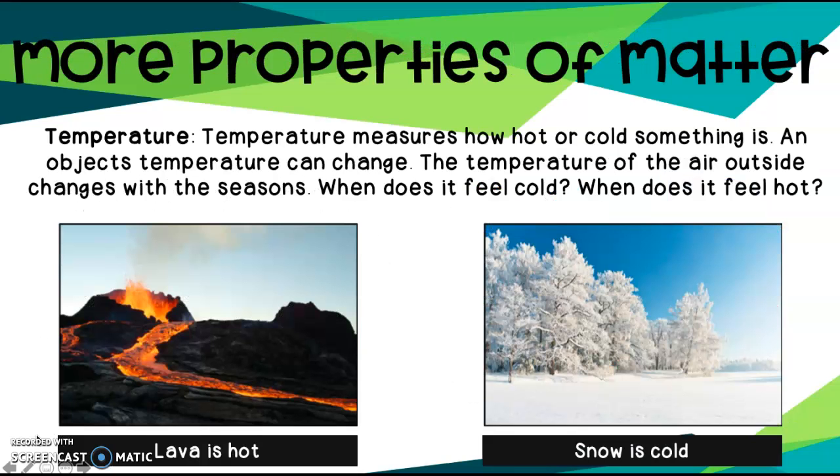More properties of matter. Temperature. Temperature measures how hot or cold something is. An object's temperature can change. The temperature of the air outside changes with the seasons. When does it feel cold? When does it feel hot? Here you can see lava is hot, snow is cold.